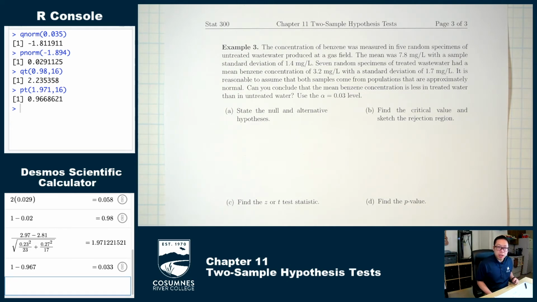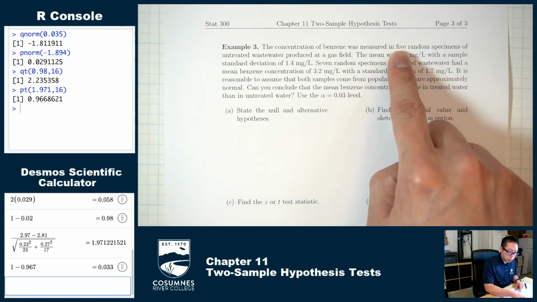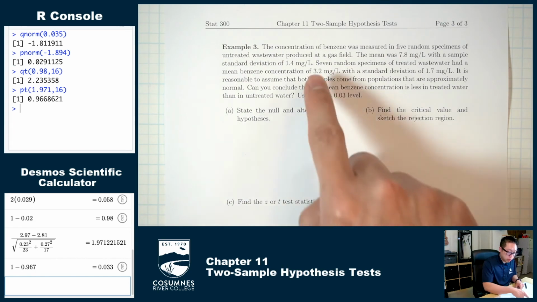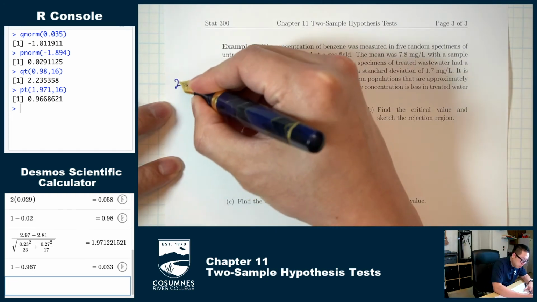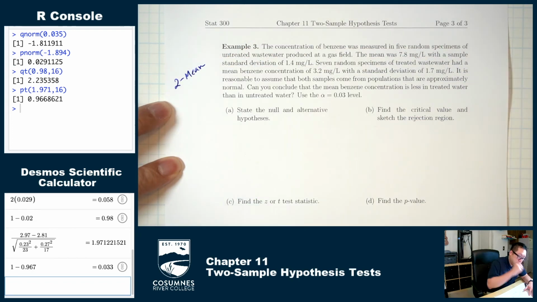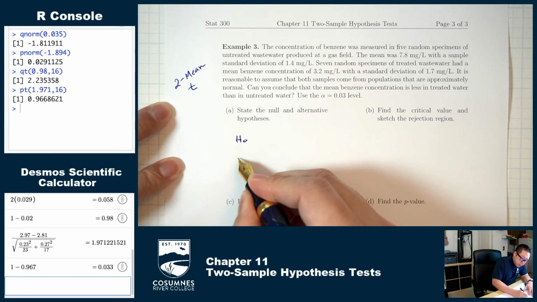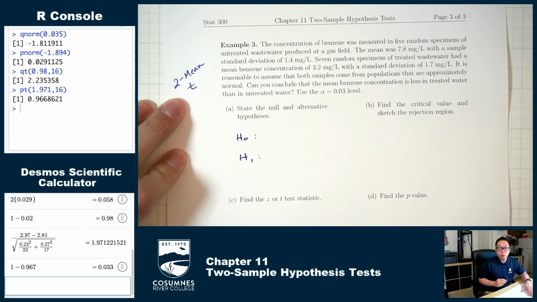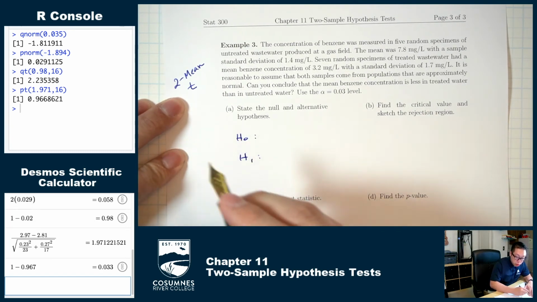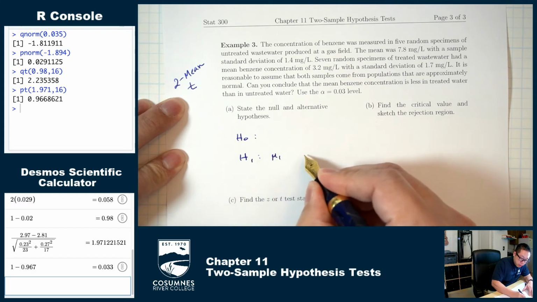Okay, definitely two means, right? We're talking about a group of 5 untreated water and then a group of 7 treated water. So two means or two proportions. Can you conclude that the mean? So this is a two mean question. And to remind myself, I should be using t's throughout. H0, H1. Because we're talking about means, I should be using the symbol for mean, which is mu. And because we're talking about 2 of them, it should be mu1, mu2.